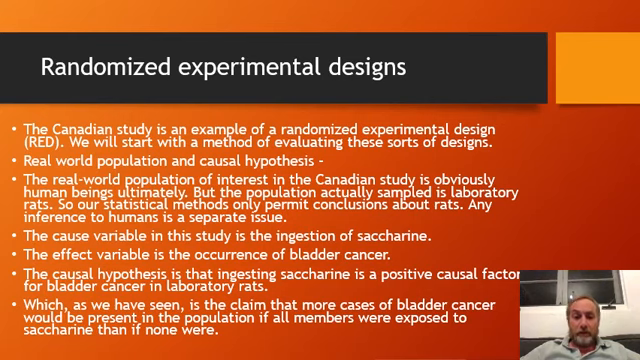The causal variable: ingestion of saccharin. Effect variable: occurrence of bladder cancer. The causal hypothesis is that ingesting saccharin is a positive causal factor for bladder cancer in laboratory rats. And as we saw in the last lecture, when we talked about what we mean by these causal hypotheses, it's saying that more cases of bladder cancer would be present in the population if all members were exposed to saccharin than if none were. Remember, those are our two populations, X and K: X where everyone gets the saccharin, and K where no one gets the saccharin.